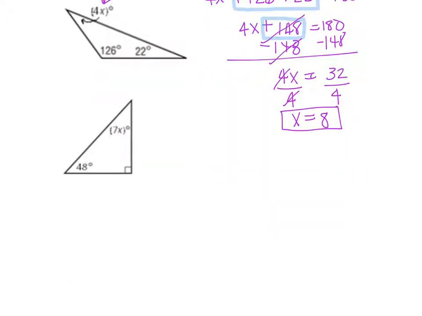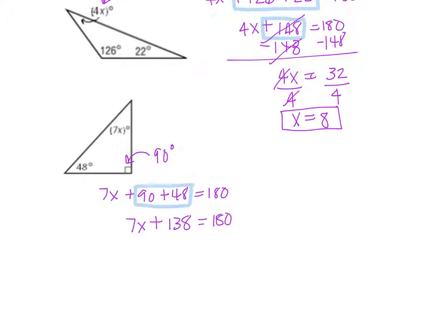So here we have one that gives us 48 degrees, it gives us 7x degrees, and it gives us this symbol. Hopefully you remember that that symbol means that that is 90 degrees. Again, when I add up all the interior angles of a triangle, it should equal 180 degrees. So that allows me to write my equation. So the first thing I'm going to do is combine like terms, which both of these I can just combine and simplify.